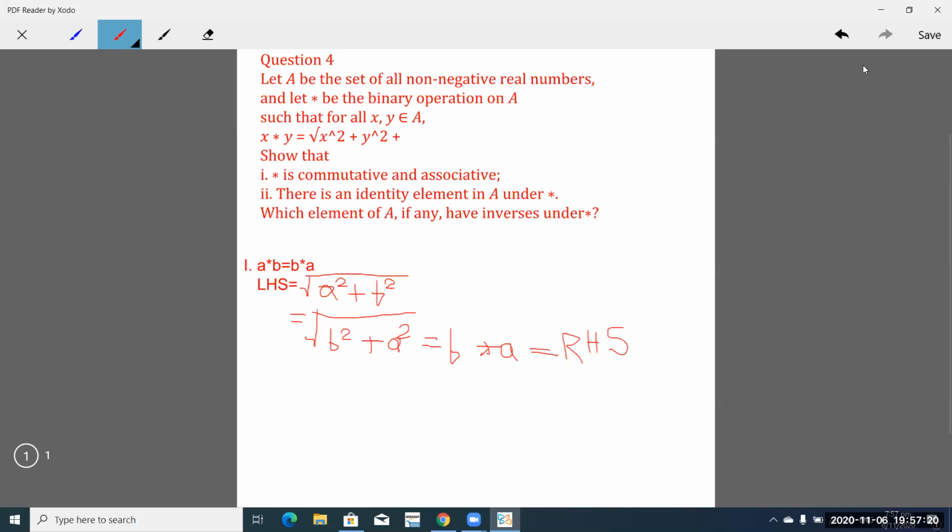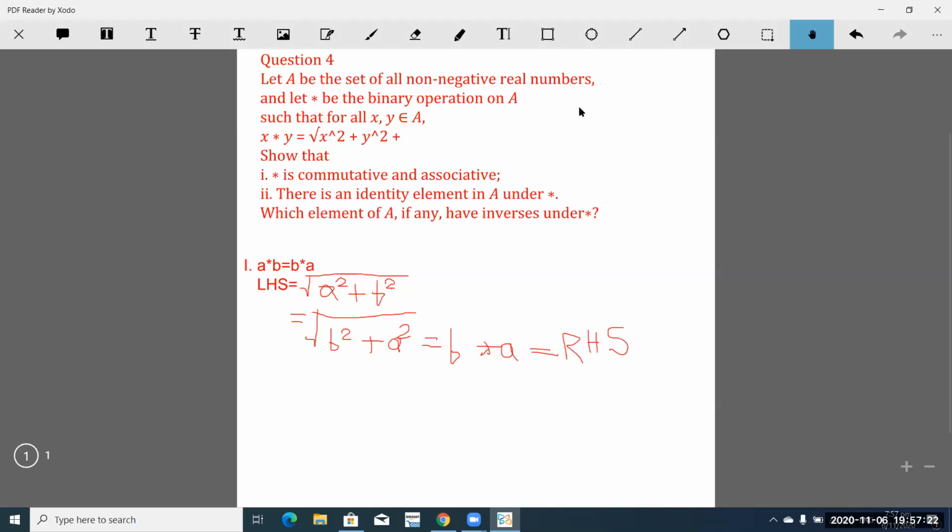So star is commutative. Now, since star is commutative, we're good. Now, let's show associativity.